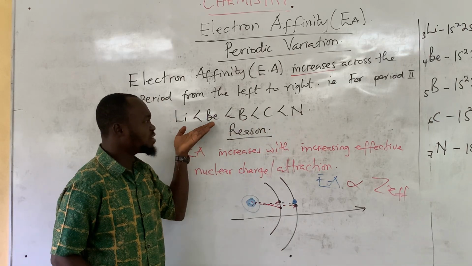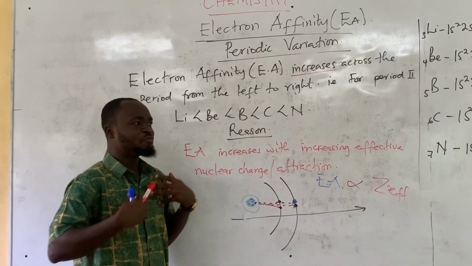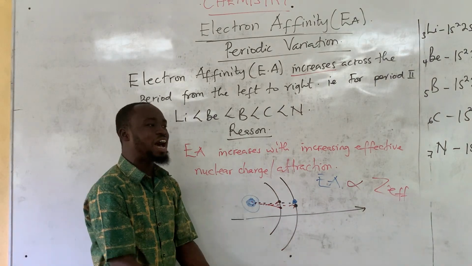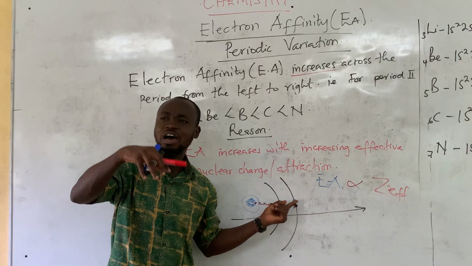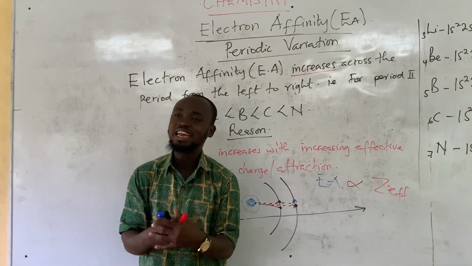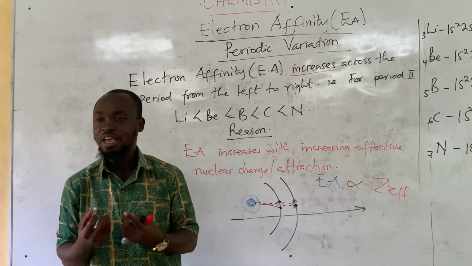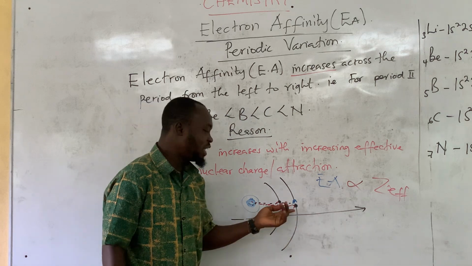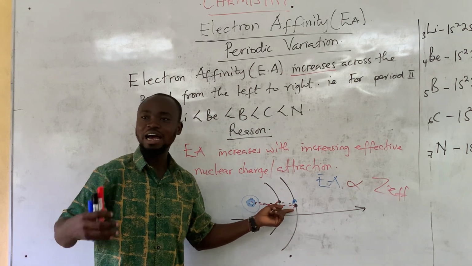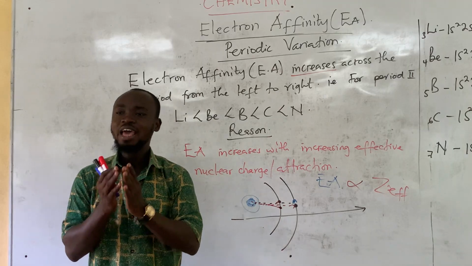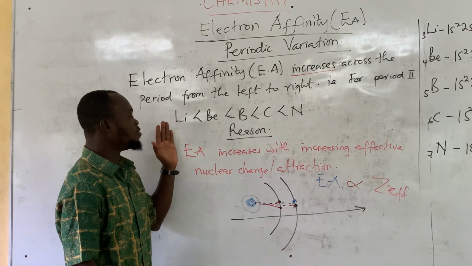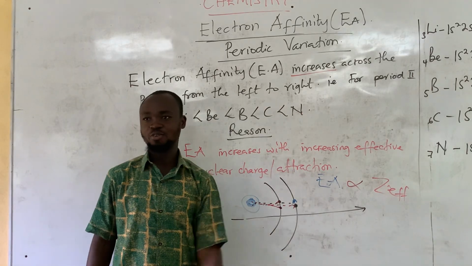Since that attraction is very high, and I have affinity for more electrons, I want to add another electron. Once I add that electron, in order for it to be accommodated, I need a certain strong attraction that will help me accommodate it. And that strong attraction is the effective nuclear attraction.